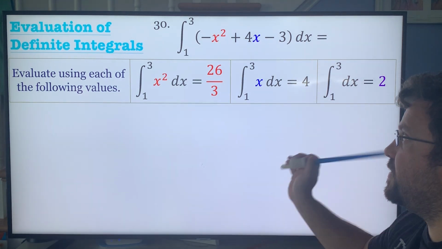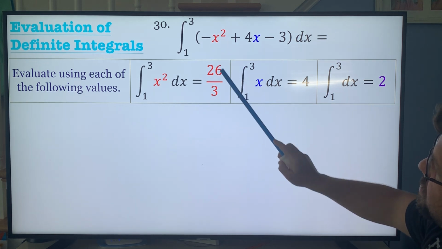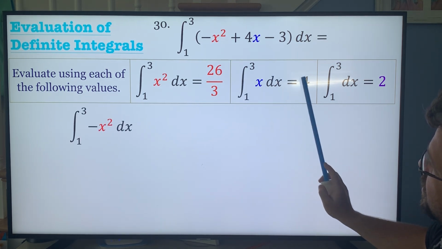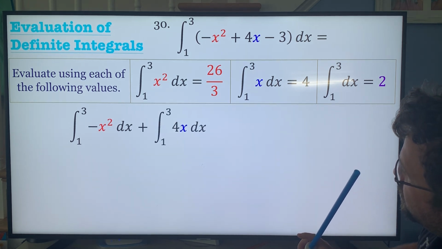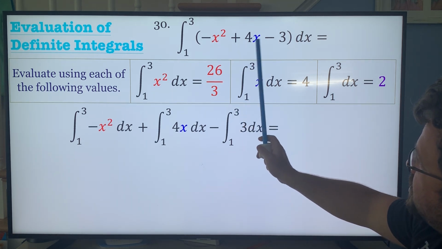I can use these three bits of information to solve this problem. Eventually you're going to have to find this all out yourself. So watch what I do. X squared gets replaced with this. X gets replaced with 4. So it's 4 times 4. Oh, wait, what am I doing? I'm adding all three of these together. So I integrate each one of these individually.